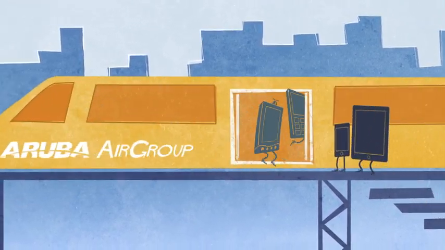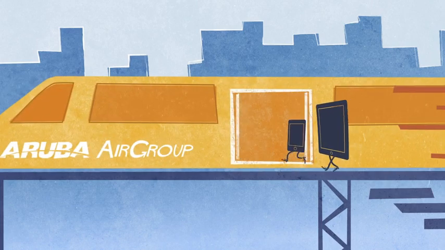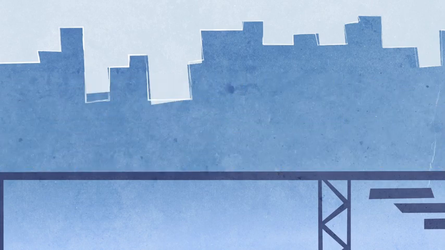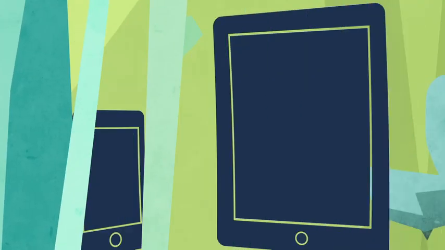AirGroup can free up to 10 times the bandwidth by preventing multicast traffic. That's like an instant performance upgrade.